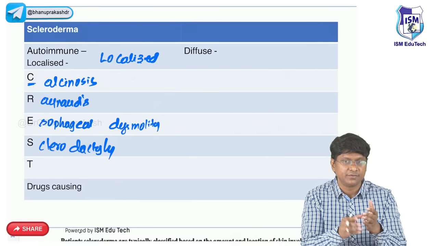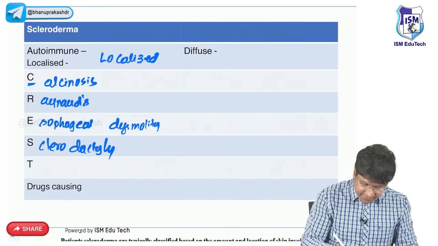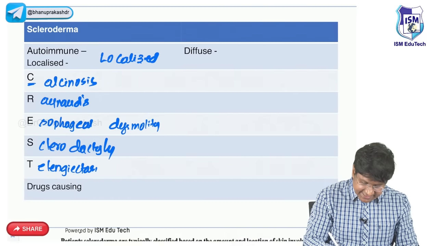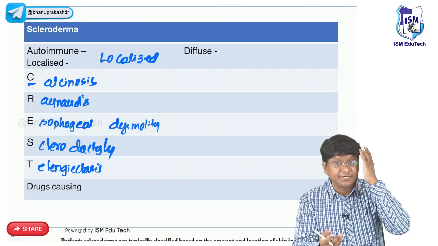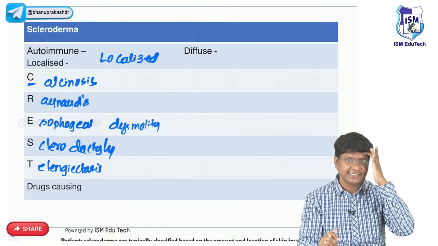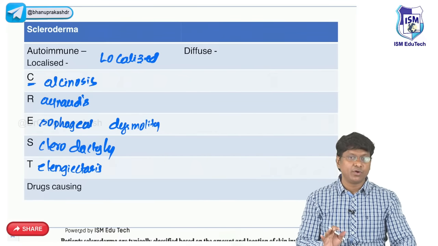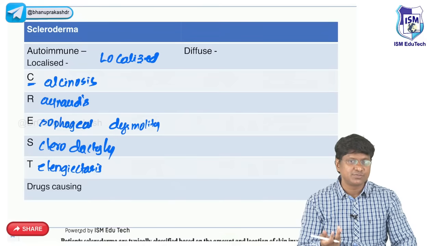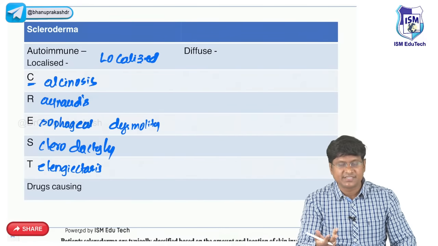There is thickening of the skin within the fingers. And T stands for telangiectasia. What is telangiectasia? That is nothing but your dilated capillaries. That is what is your telangiectasia, right? And you need to be very much aware of, there are certain drugs which can cause this scleroderma. And what are these particular drugs which can cause the scleroderma? These drugs include bleomycin and others.